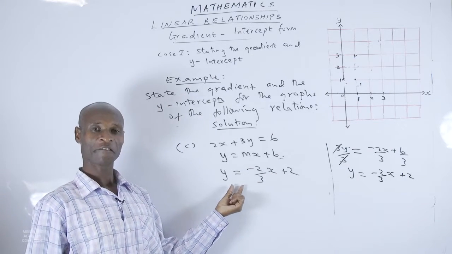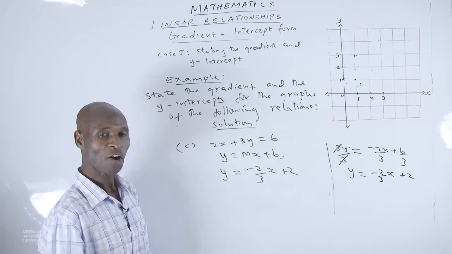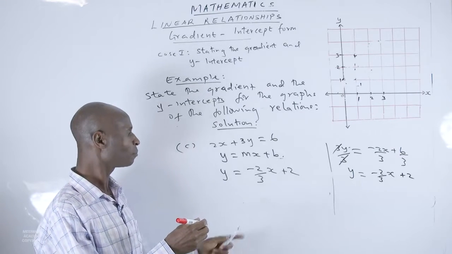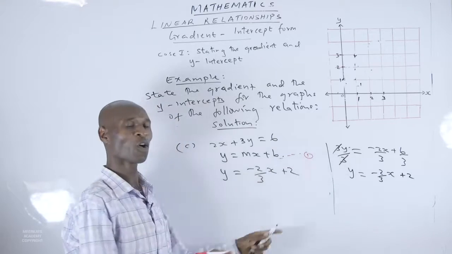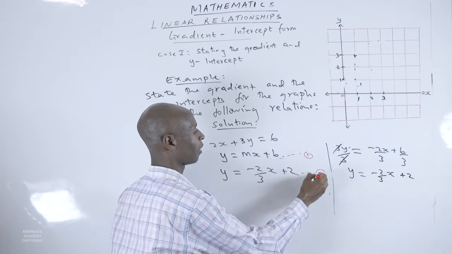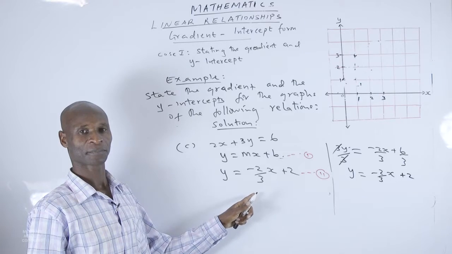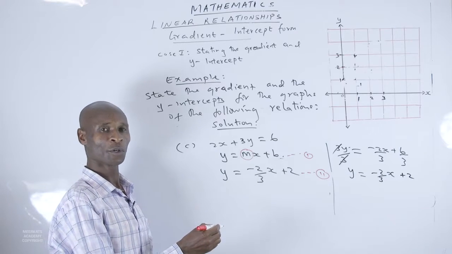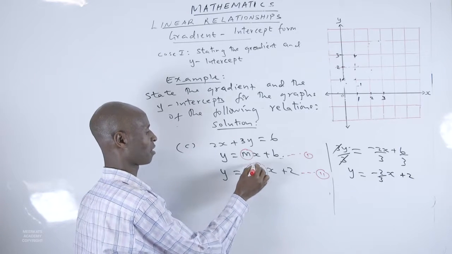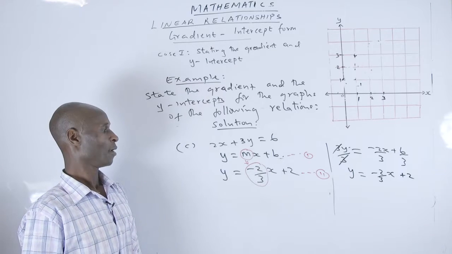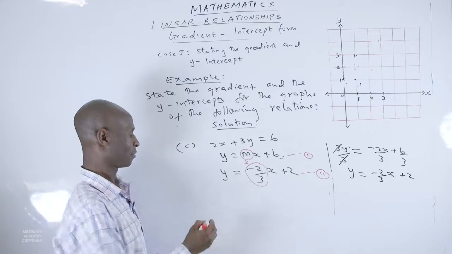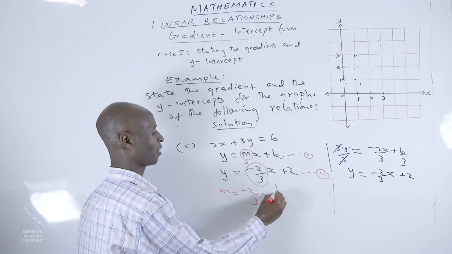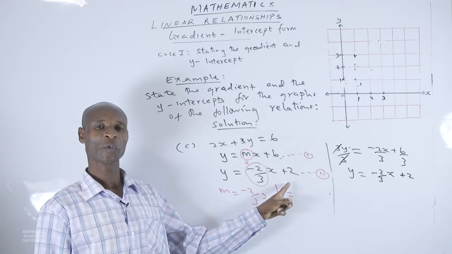Having expressed the equation in the form y is equal to mx plus b, we now compare the general gradient-intercept form, which I'm calling equation 1, and what we have expressed. So in this case, m corresponds to negative 2 over 3. M, which is the gradient, is equal to negative 2 over 3. Then b is equivalent to 2.